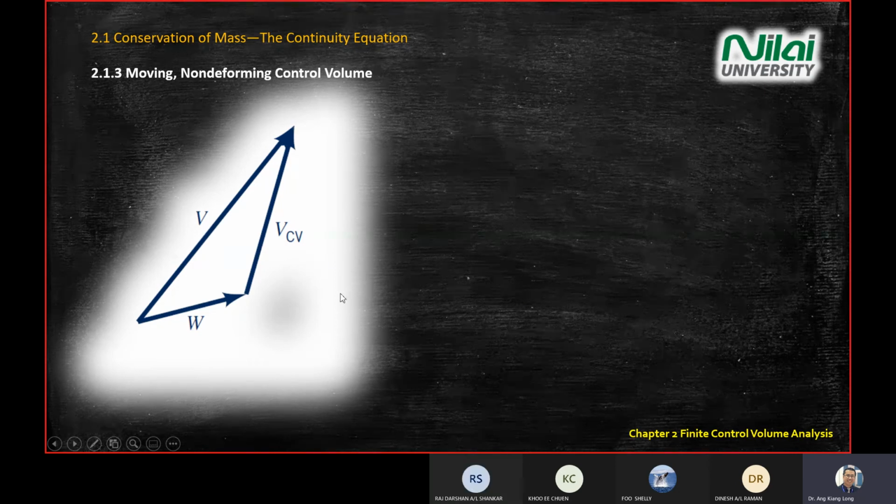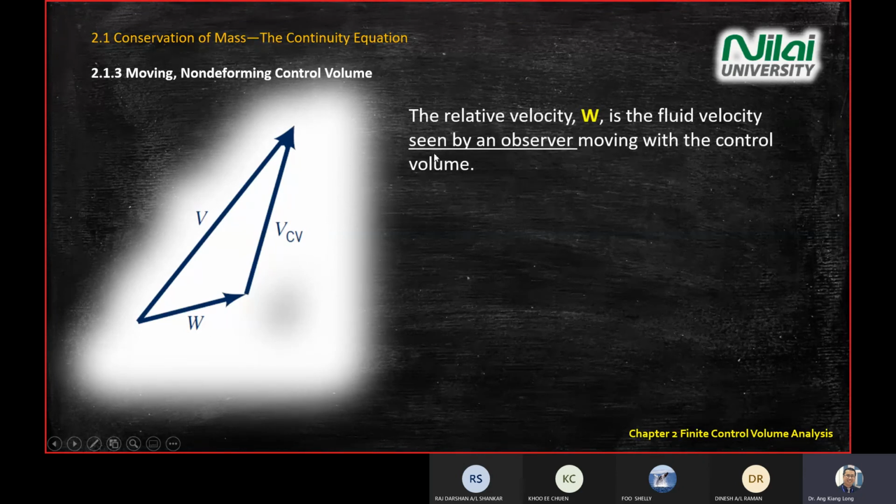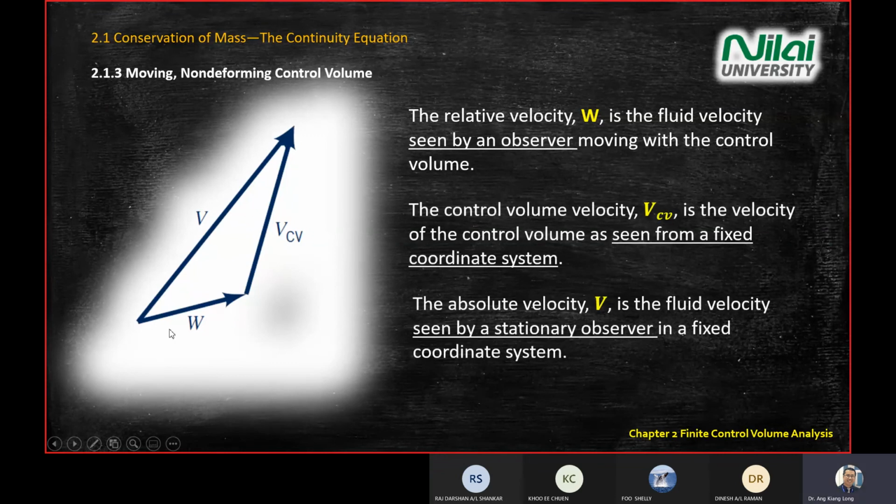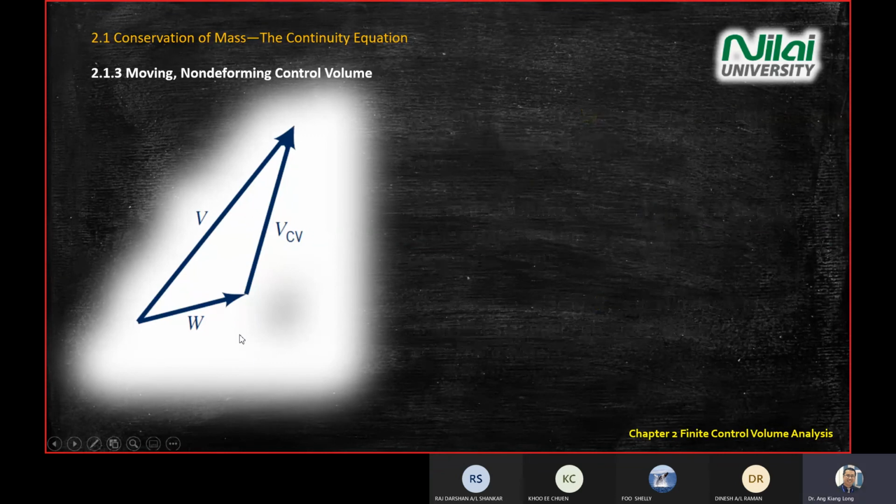Previously we introduced the vector triangle for a moving, non-deforming control volume. Our control volume is moving, so we need this vector triangle to help us calculate. We introduced V, VCV, and W. What is important for a moving control volume is W, the relative velocity. You need this triangle to help you solve.